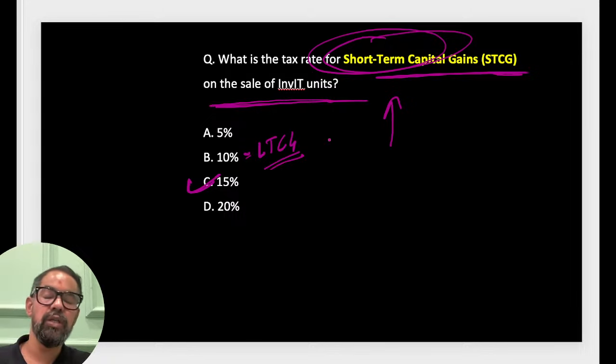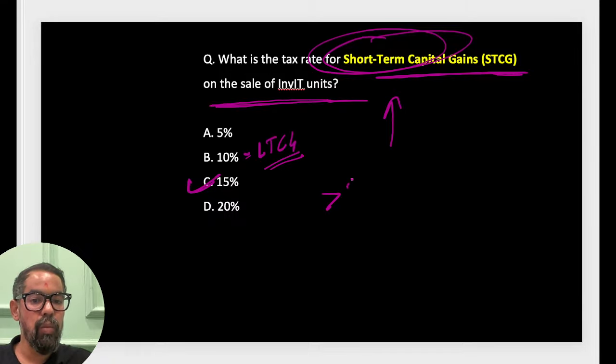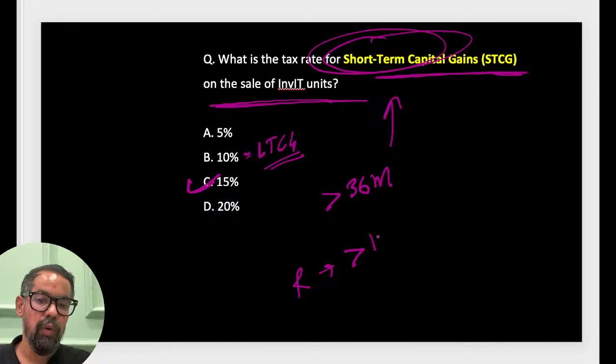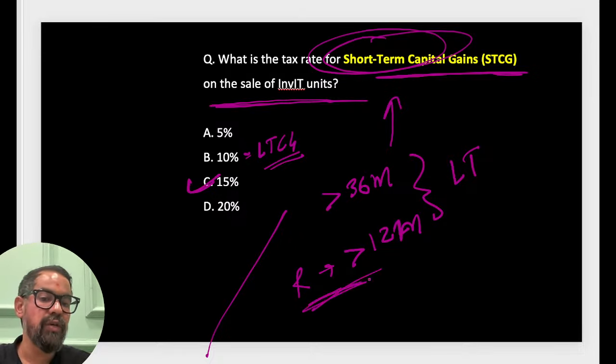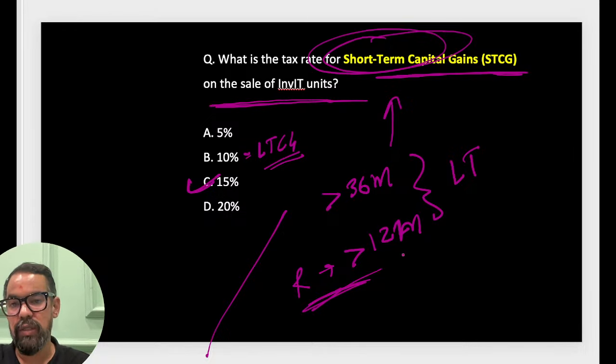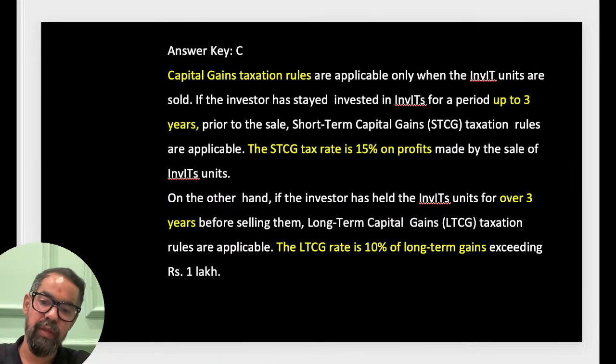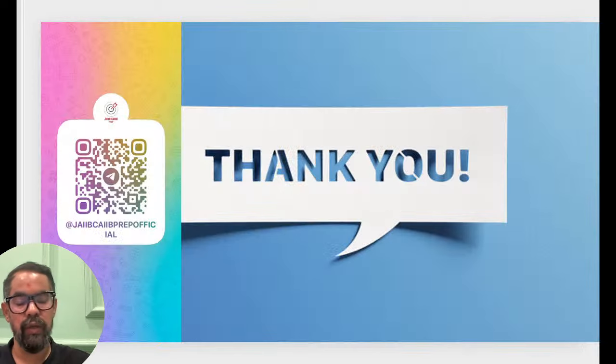The year classification in case of InvITs is more than 36 months. In case of REITs it is more than 12 months. ठीक है, 12 months for long term classification. Below this it is short term. Tax rates are the same, 15% for short term in both cases, but the short term definition is different. In case of REITs it is less than 12 months, because these are long-term projects and commercial properties. Understood? Please do remember this. It gets asked many times. Okay, next one.